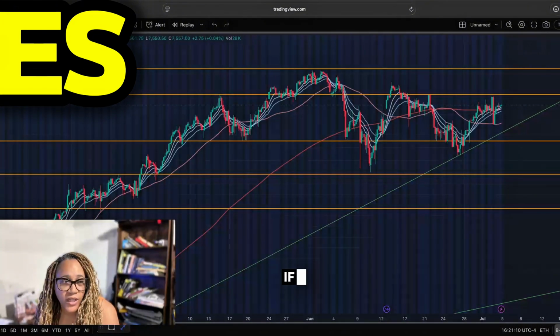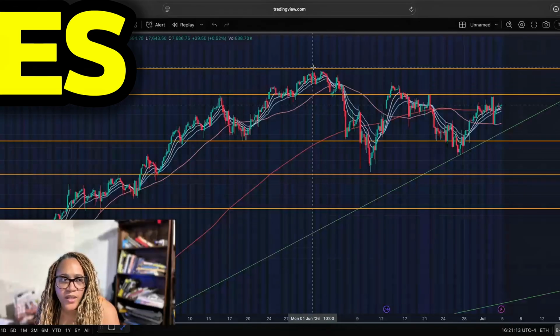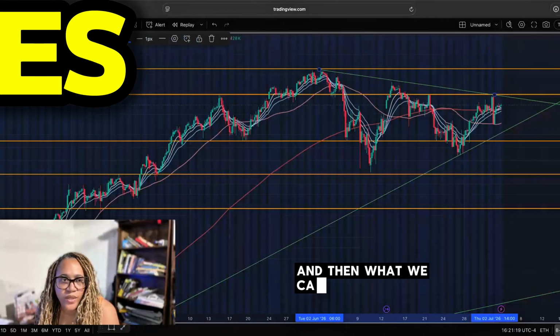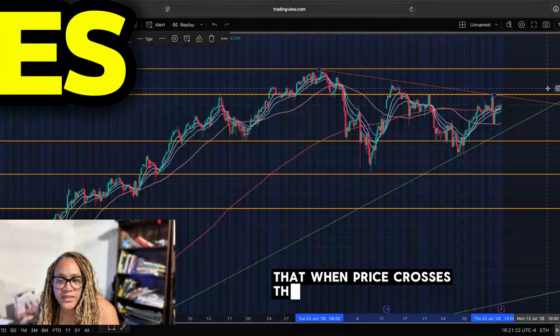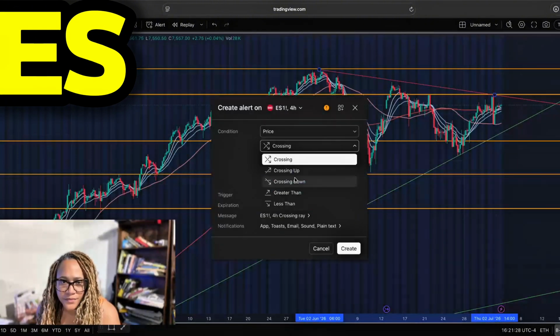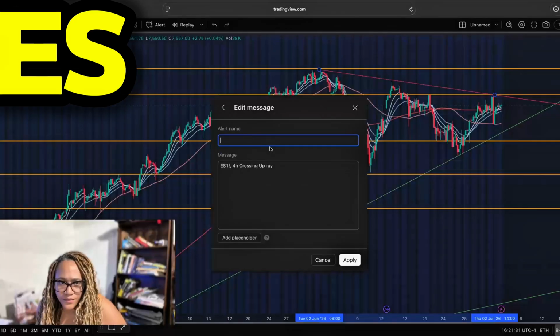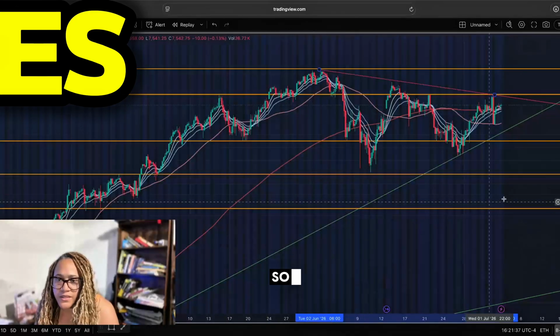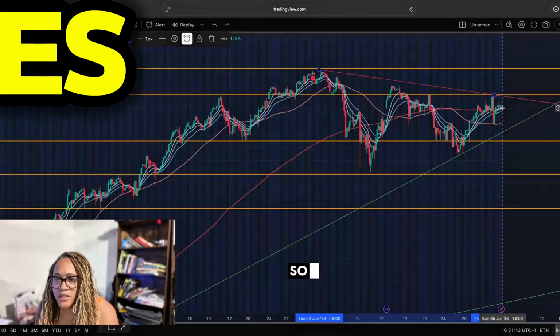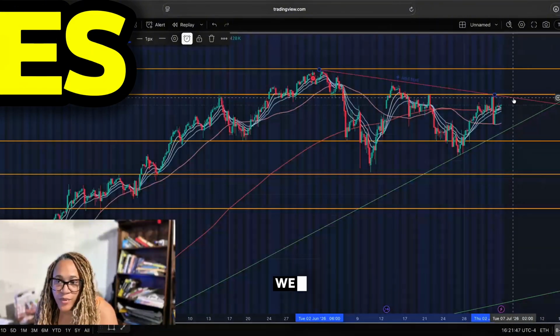We can also draw, if you're more visual, this down trend line here and then make that red. And then what we can do for that is set an alarm for when price crosses that line, so that we're still looking for buys. So let's see how we open. Thank goodness we have a full trading week coming in. It would be interesting to see if we go up here, break this trend line, but reject off of this support line.